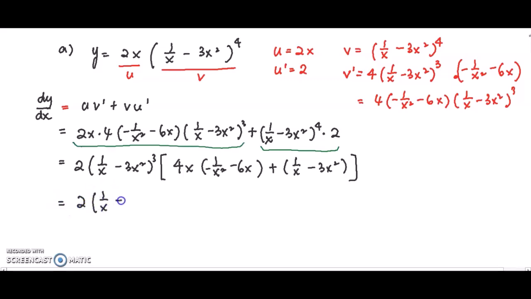So this is already done. Simplify. You don't go and disturb it anymore. You just need to simplify this. Just expand first. Expand this. You have your negative 4 over x plus 24x squared. Plus 1 over x minus 3x squared.